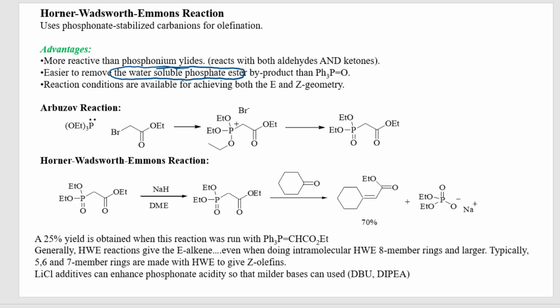Thirdly, the reaction conditions are available to achieve both E and Z geometry. So we saw that in the Wittig reaction as well. So understand that I'm going to give you a very general mechanism for this particular olefination, and then understand that you can go into the literature and find conditions to favor your E double bond or your Z double bond.